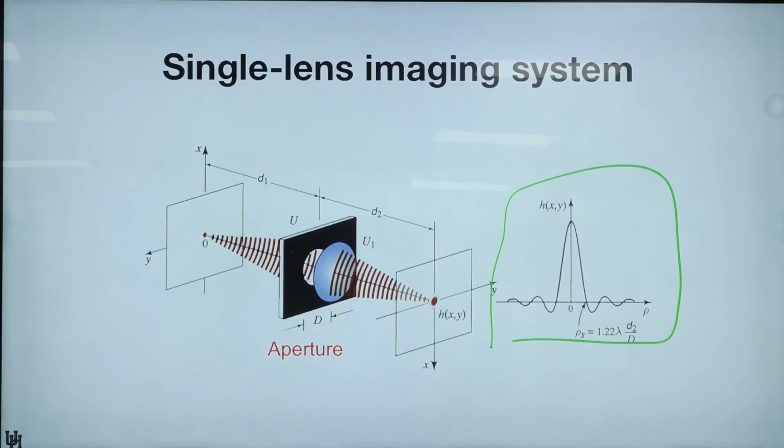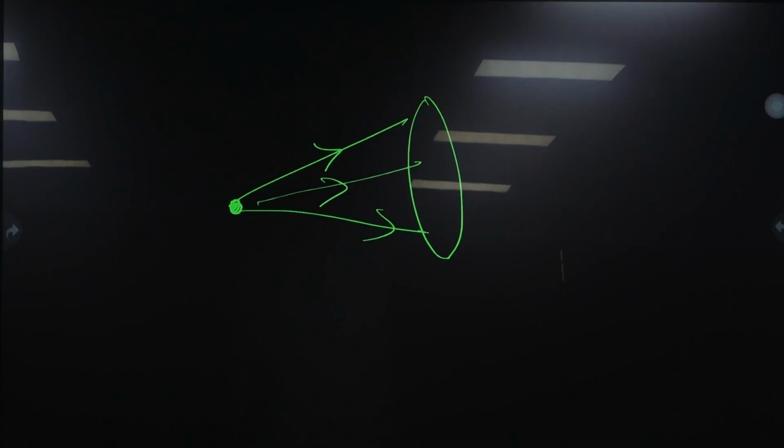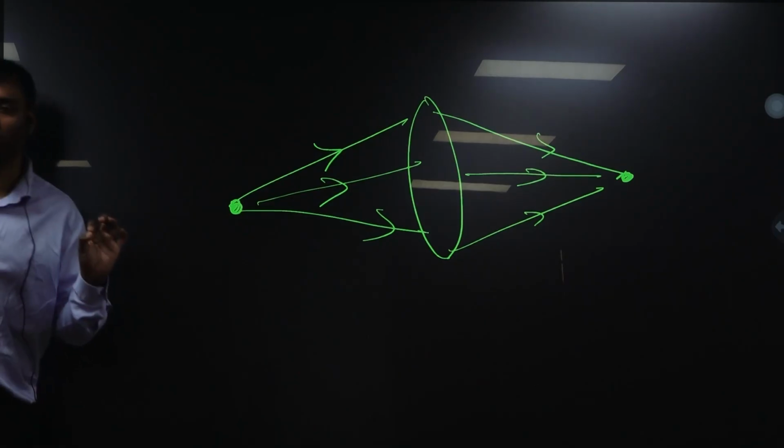So let's take a step back and think about the ray optics picture. Let's say you have a dot. You put the lens in front, light rays go like this, they get focused. You will get a dot on the other side, right? Intuitively, that's what you expect. A dot becomes a dot on the other side.